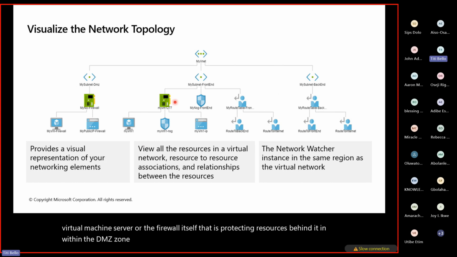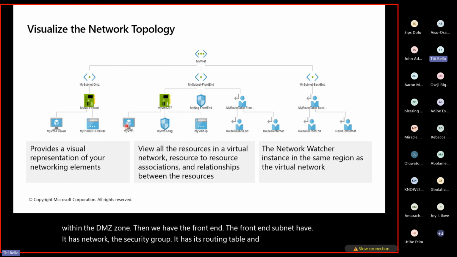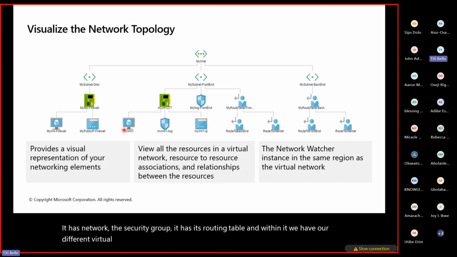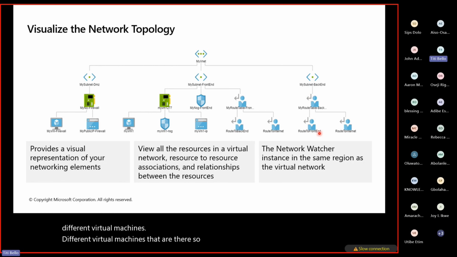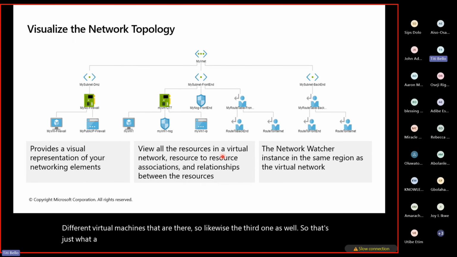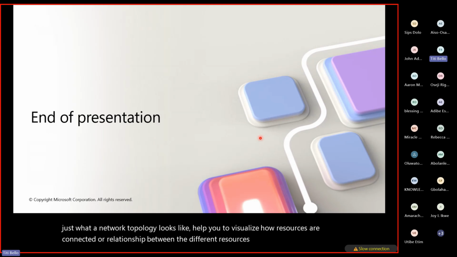Then we have the front end. The front end subnet has a network security group, it has its routing table, and within it we have our different virtual machines that are there. So likewise the third one as well. So that's just what a network topology looks like. It helps you to visualize how resources are connected, or the relationships between the different resources within your environment.